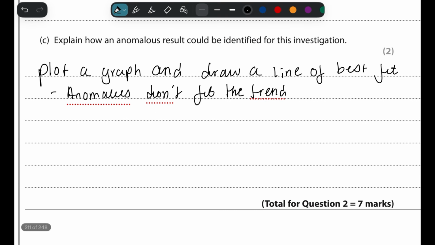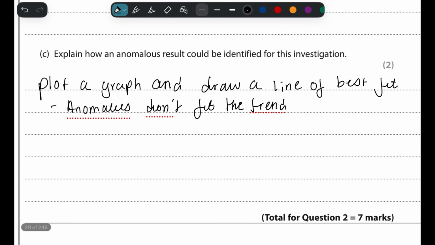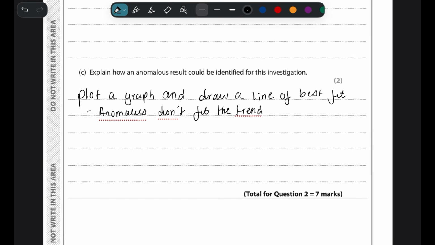Okay. Now, part C, explain how an anomalous result could be identified. This again, the main thing is going to be plotting a graph. So if you plot a graph of the different concentrations that you've used, and then also the amount of inhibition that happened, you can draw a line of best fit, and then any anomaly you would just see because it doesn't fit the trend. I think another thing you could do is maybe calculate means or standard deviations, and any result that's outside of that standard deviation you would say is an anomaly. That's something else that's in the mark scheme, but I think this one is really the one that you'd be more expected to say.